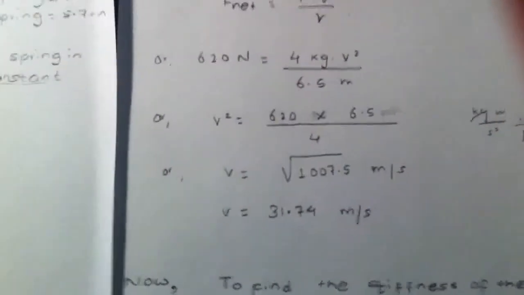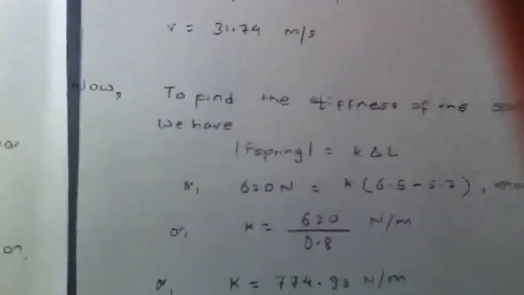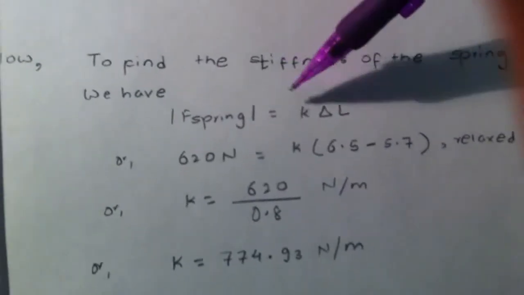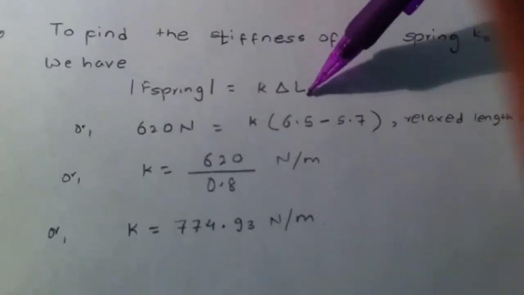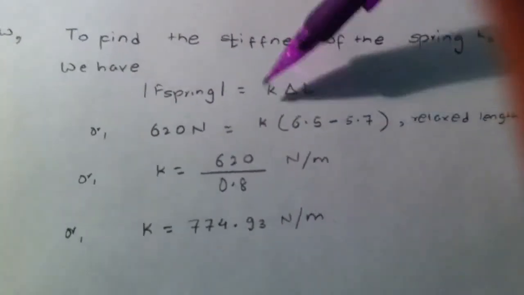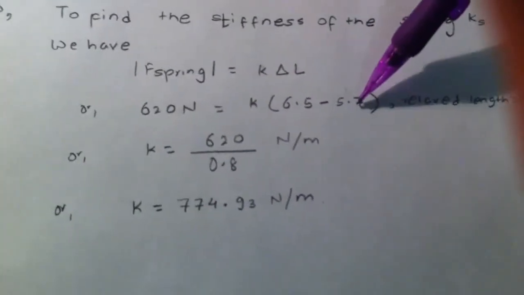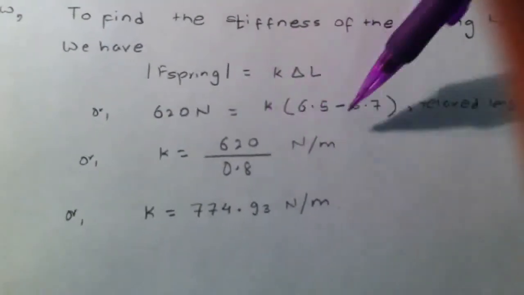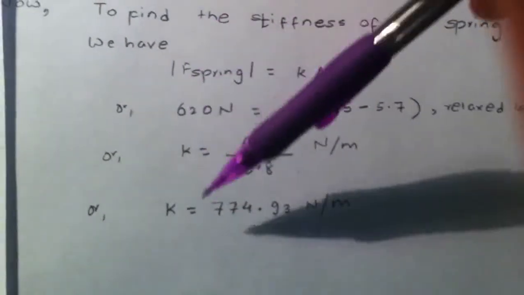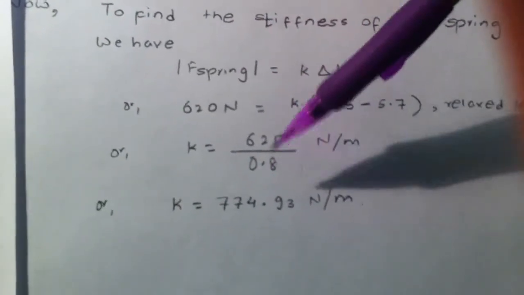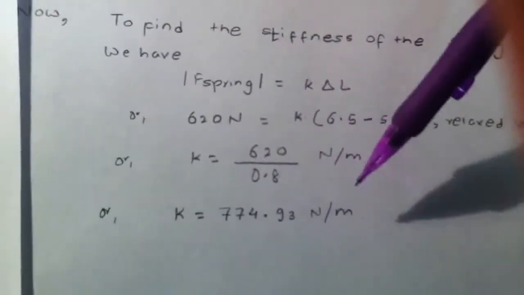So this is how we can find the velocity of an object going in circular motion if we have the net force and the radius of the circular motion given. Now the second goal is to find the stiffness of the spring to which the mass is attached. We know that the force of the spring is K times delta L, where K is the spring stiffness and delta L is the change in length. The total force is given, 620 Newtons. We're trying to find K. Delta L is the change in length. 6.5 was the length when it was going around. Its relaxed length was 5.7. To find K, we divide 620 by the difference, which is 0.8, and we get K equals 774.93. Again, check the units. Force is Newtons, and this is the distance, which is meters. So K is in Newtons per meter.